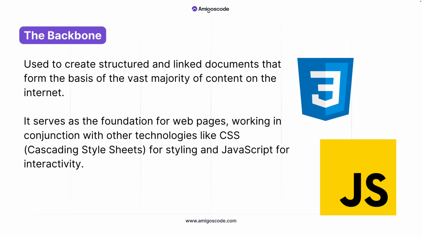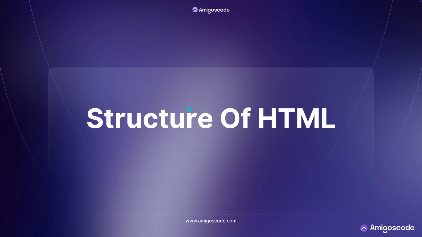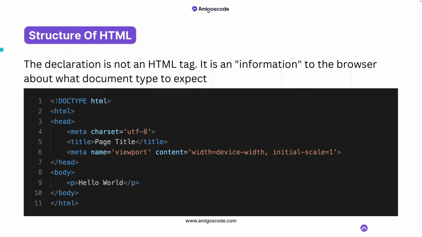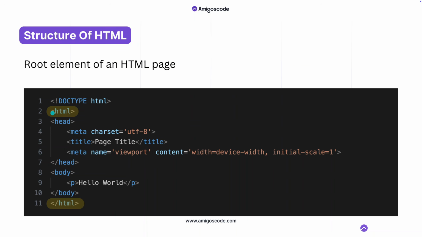Next, let me show you the structure of an HTML page. All right, now let's learn about the structure of HTML. So to begin with, this right here is a simple web page that says hello world, and I'm going to cover everything that you see in here. So let's begin with the doctype, or the declaration. So this is not an HTML tag, but it's information to the browser about what document type to expect. In our case, HTML. Then moving on, we have the HTML root element. So this right here is a tag, and I'll come back to these tags, how they work, in a second.